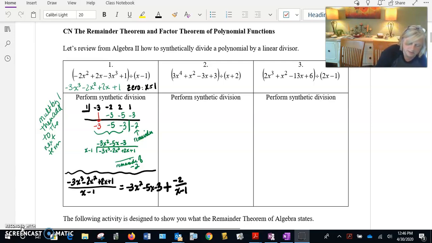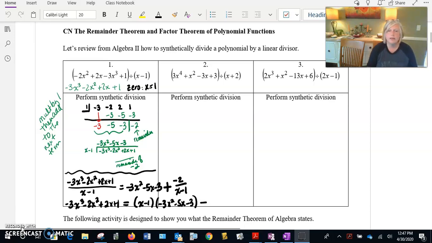Another way of looking at this is that the polynomial negative 3x cubed minus 2x squared plus 2x plus 1 is the product of x minus 1 and negative 3x squared minus 5x minus 3, minus the 2. Now, if it had been factorable, if it would have factored nicely, you would not have this minus 2 remainder here at the end. That would have been a 0 and it would have dropped out and it would have factored nicely. But this one doesn't factor nicely, but what we've learned is that we can write it in different forms.